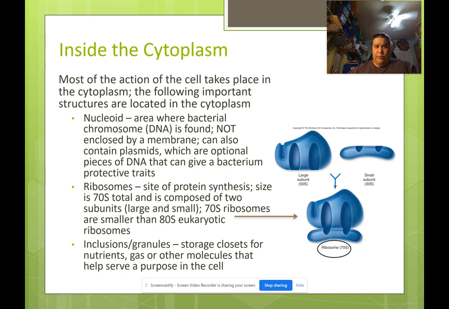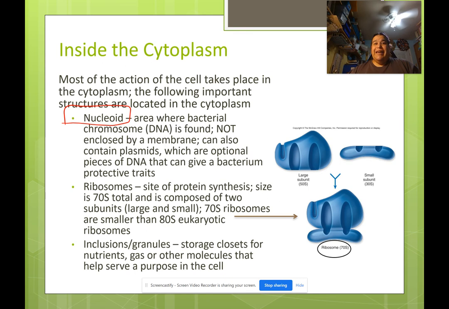So inside of the cytoplasm, as I said, most of the action is taking place in there. But you've got kind of a few important structures that are there. The first one we're going to talk about is the nucleoid. Remember, not nucleus. That is completely different. Okay? There is an area. It's not enclosed. There is an area where the bacterial chromosome, the DNA, is found.